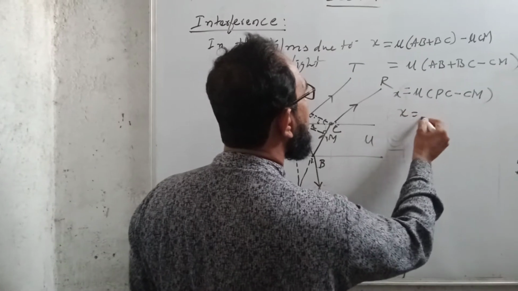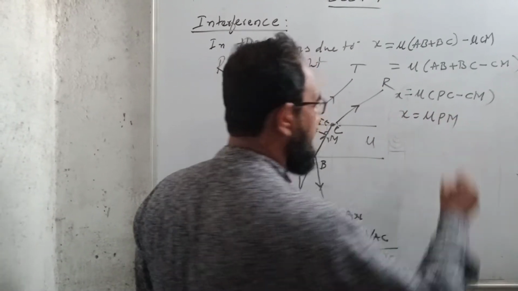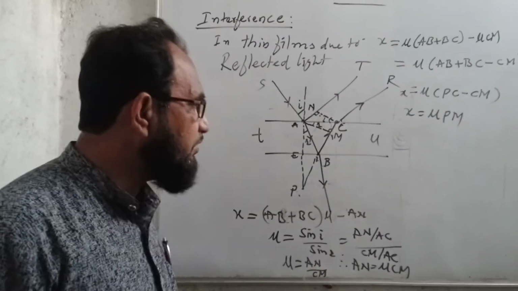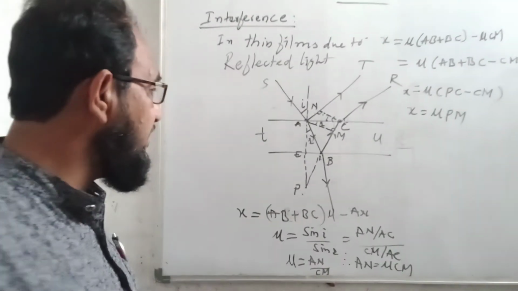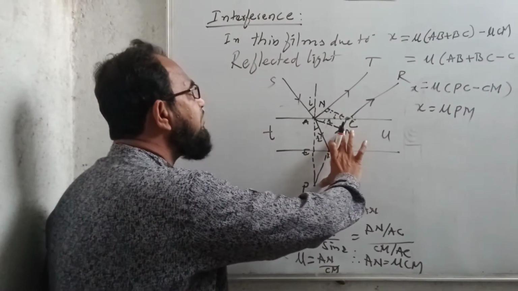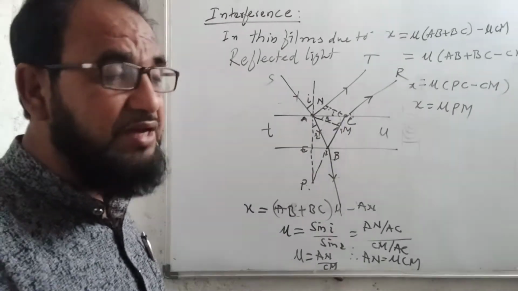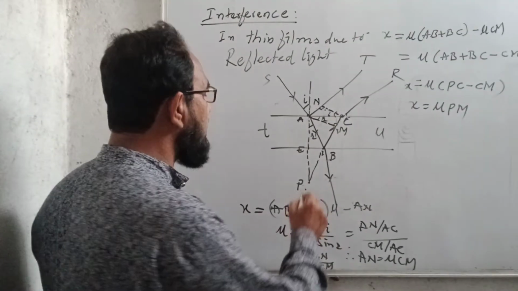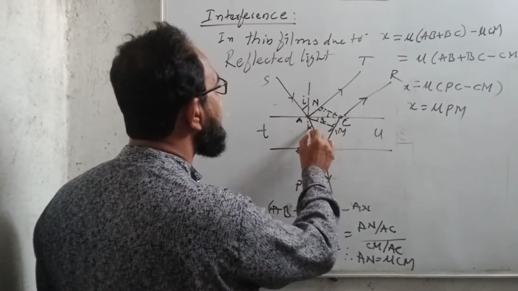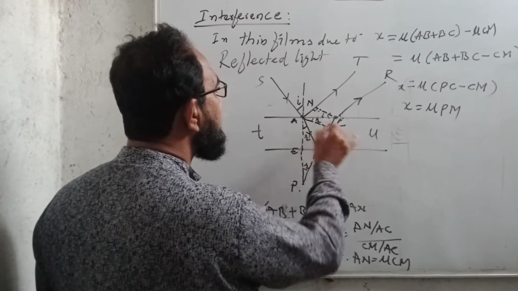So x will be equal to mu PM. This is the path difference in terms of PM, this length. Now my aim is to find this distance PM. So I will use here the formula. This angle is also r, this angle is also r, and this angle is 90 degrees.